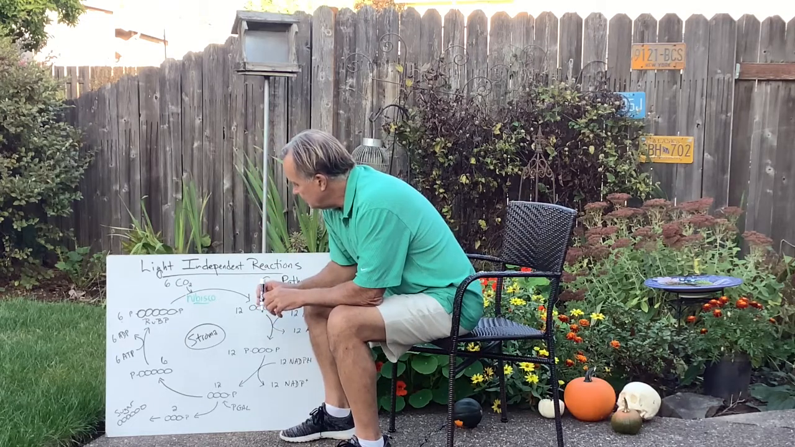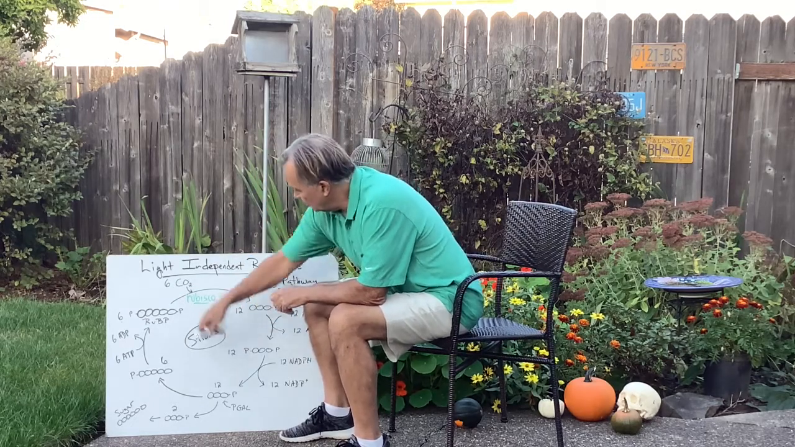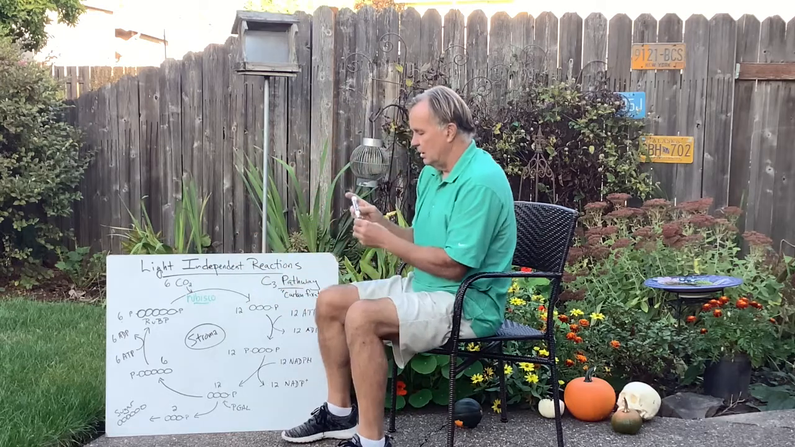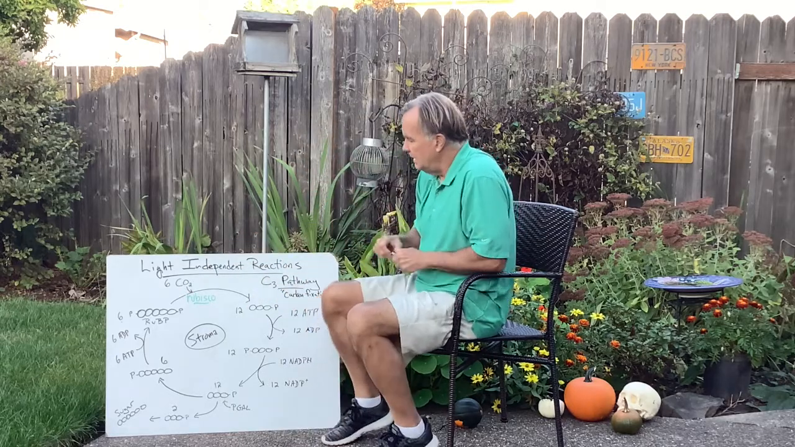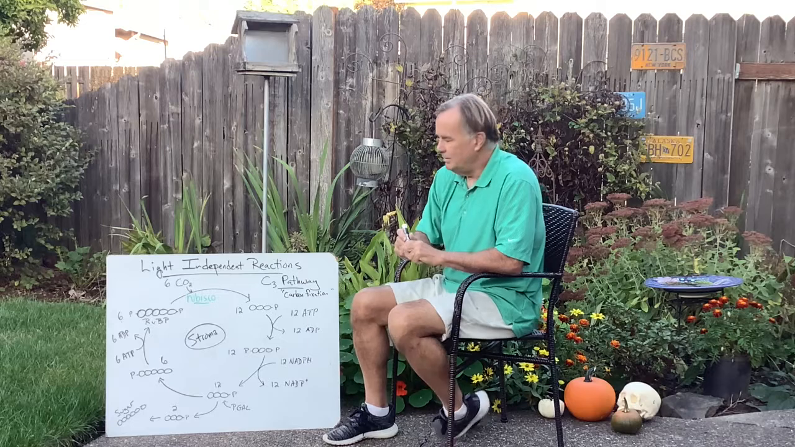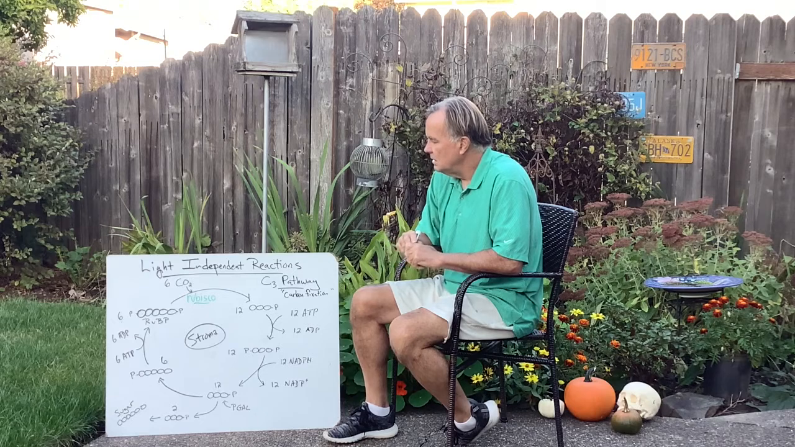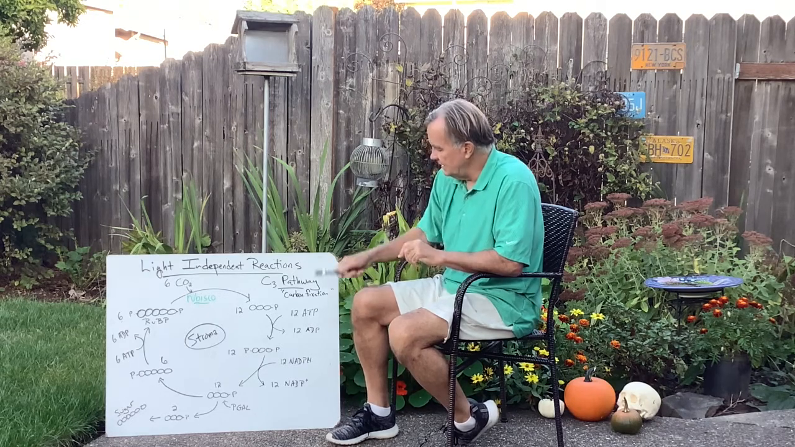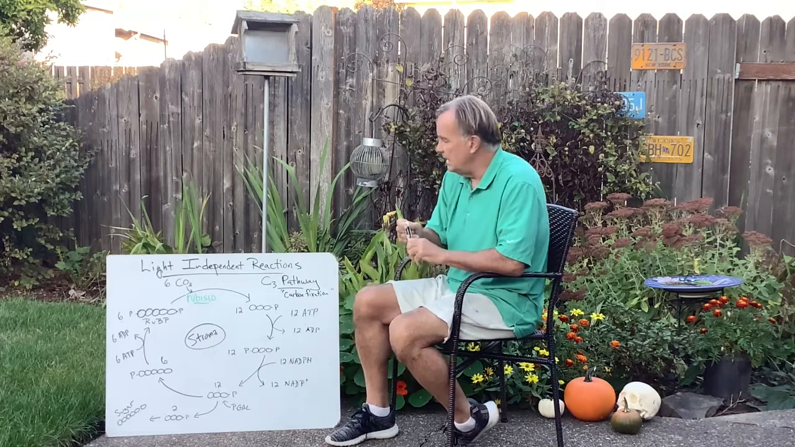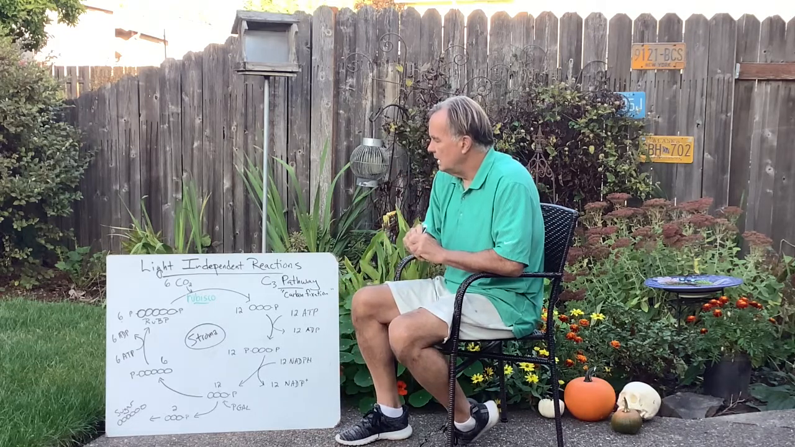So it just keeps turning and turning as long as you get carbon dioxide coming in. Generally, carbon dioxide would be the limiting factor, since everything else is there. Of course, if you didn't have ATP or NADPH, you wouldn't be able to go either. But that is the light-independent reactions.